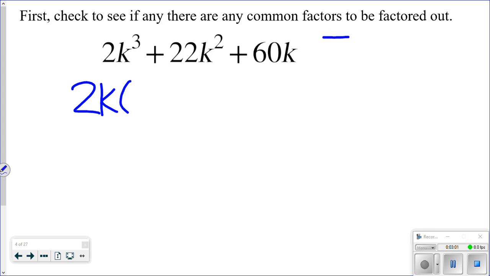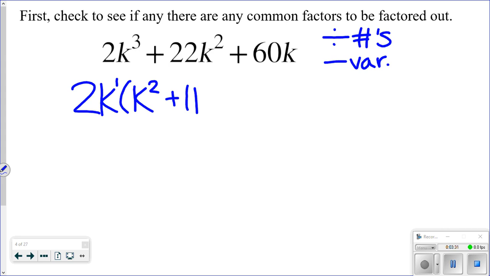And then again, remember, we're going to divide our numbers, our coefficients. We also divide the variables, but when we do that, remember our exponent rules, we actually subtract the exponents on the variables. So 2 divided by 2 is 1. K, 3 minus 1 is 2. 22 divided by 2 is 11. 2 minus 1 is just 1k. 60 divided by 2 is 30, and then k divided by k, or 1 minus 1 is 0, so that's gone.